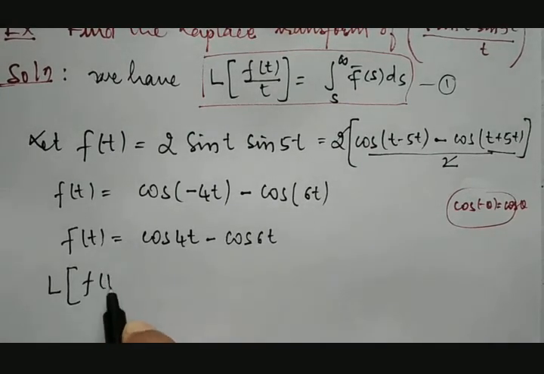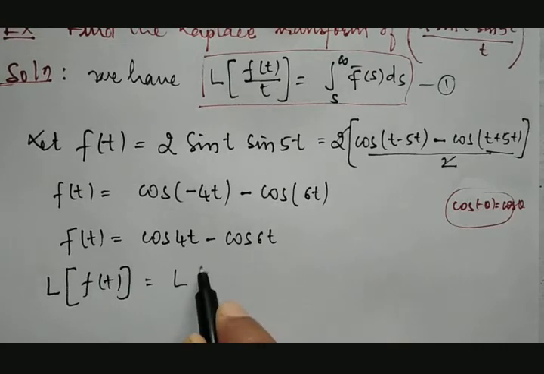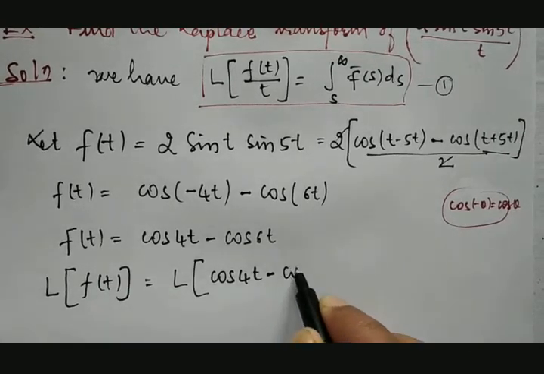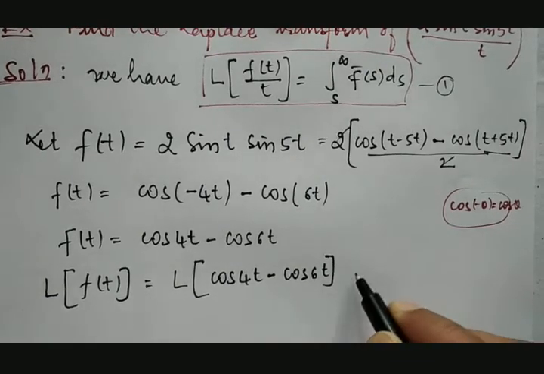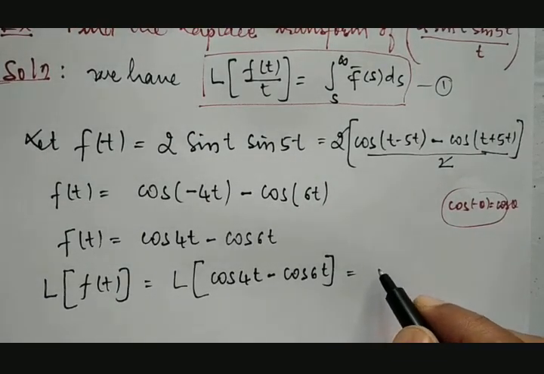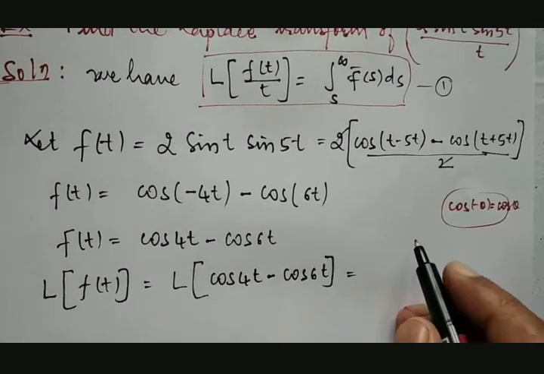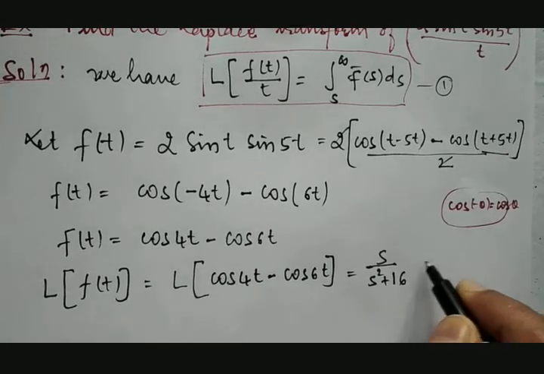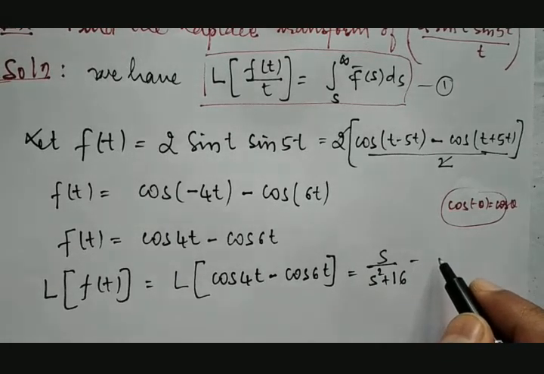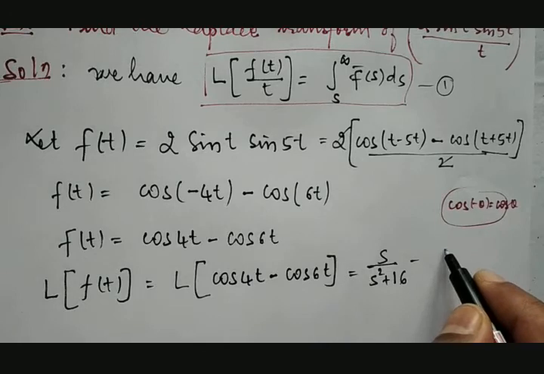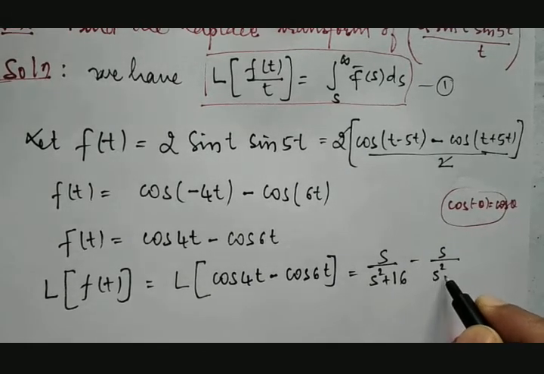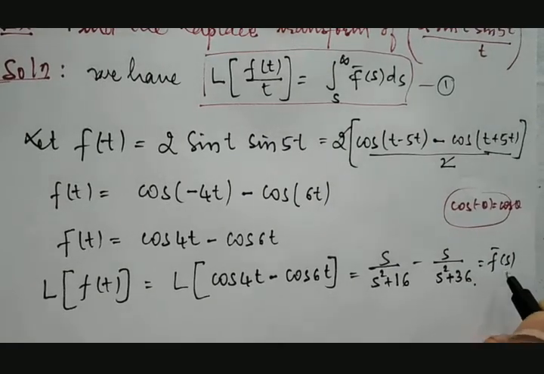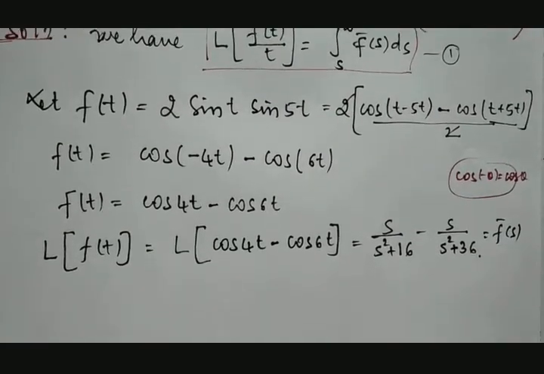So L of f of t is equal to the Laplace transformation of cos 4t minus cos 6t, which is equal to the Laplace transformation of cos 4t, which is s divided by s square plus 4 square, that is 16, minus the Laplace transformation of cos 6t, which is s divided by s square plus 6 square, that is 36, which will be called f bar of s.